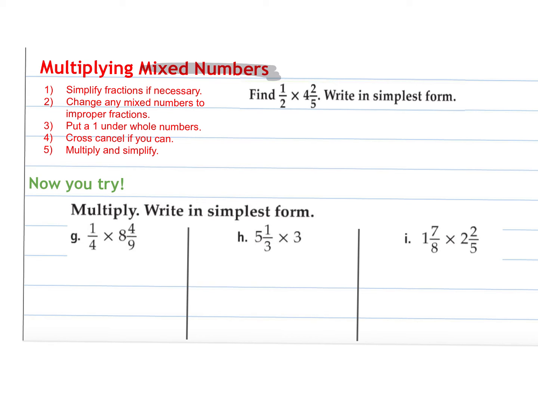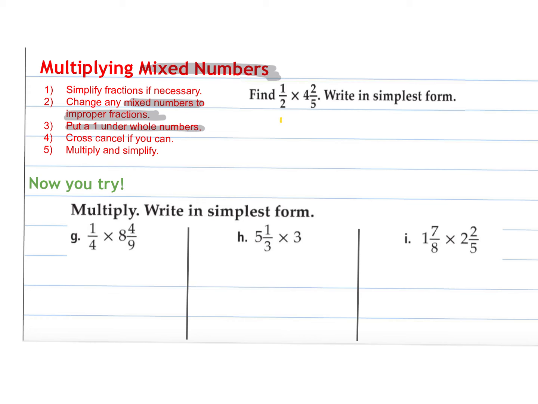All right, my friends, now the only difference when we have mixed numbers is that first, we need them to be in fraction form. Simplify if you need to, but we're going to change any mixed numbers or whole numbers to improper fractions. So kind of getting them set up into fraction form, improper rather than mixed. And then we can cross-cancel, then we'll multiply straight across.